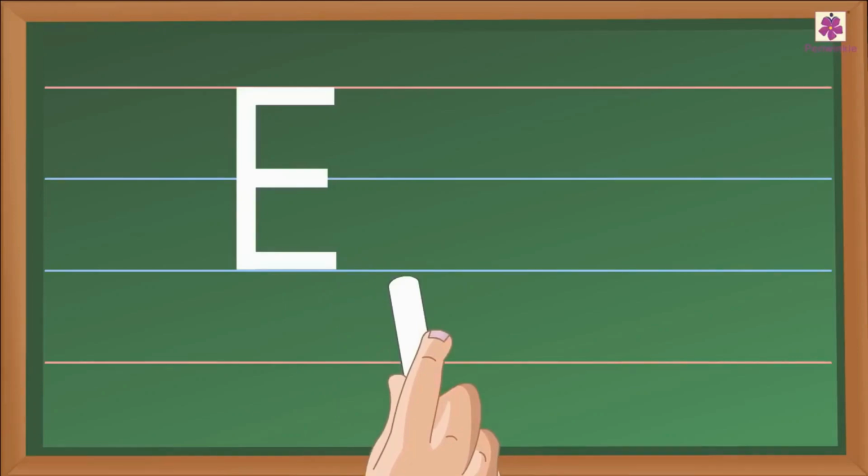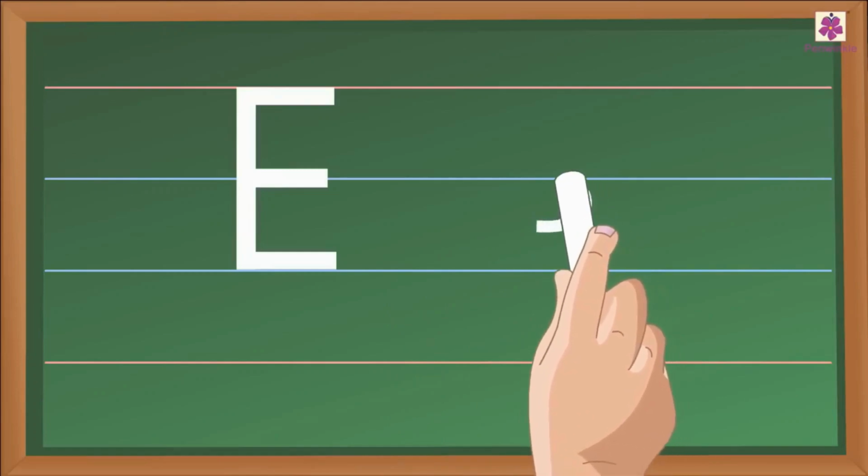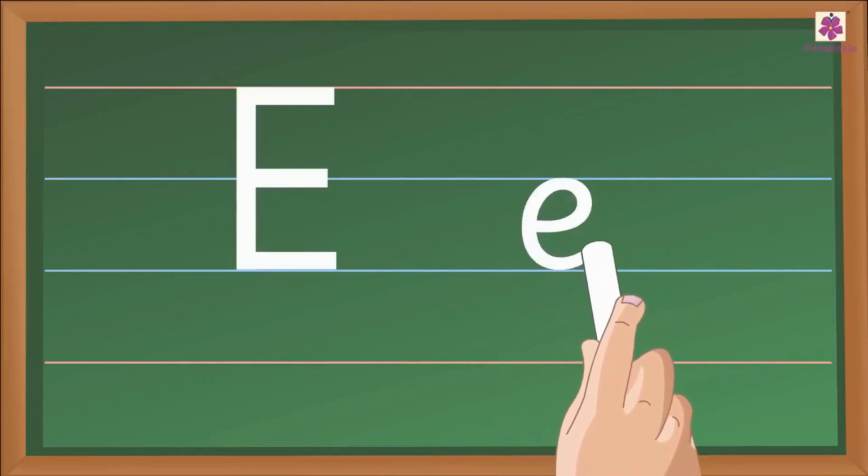Small e. Start below the middle, making a loop, and continue to make a curve to reach the bottom.